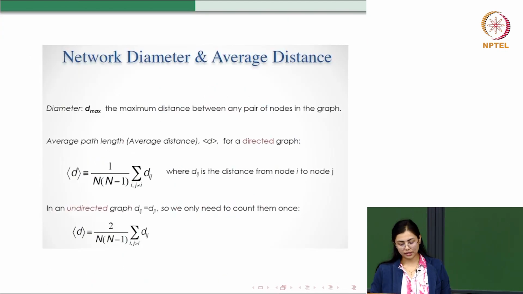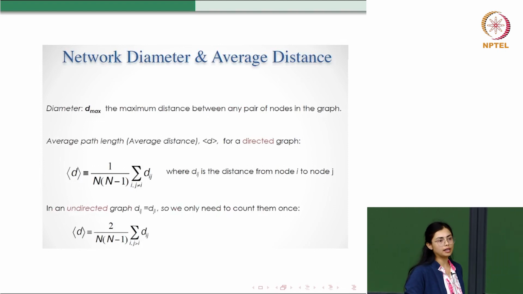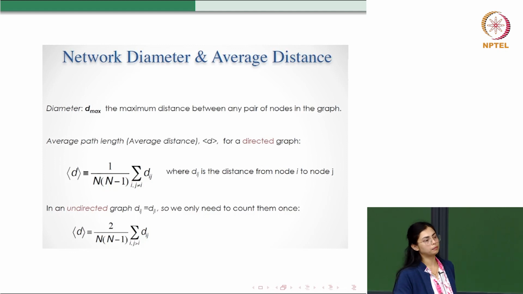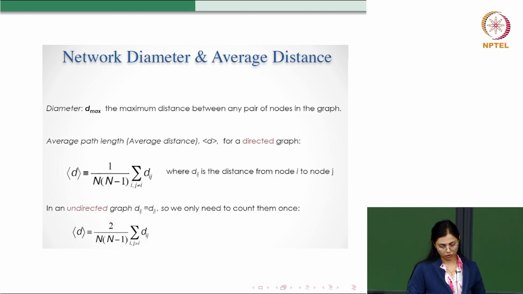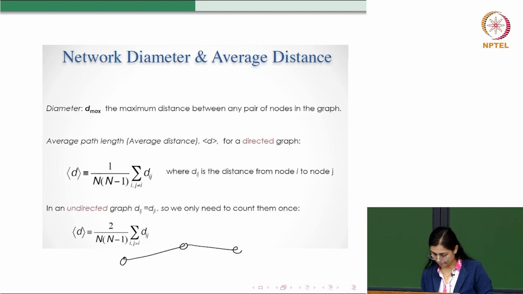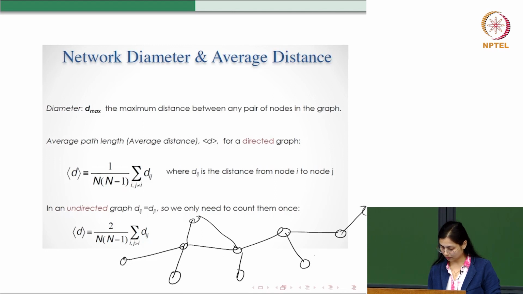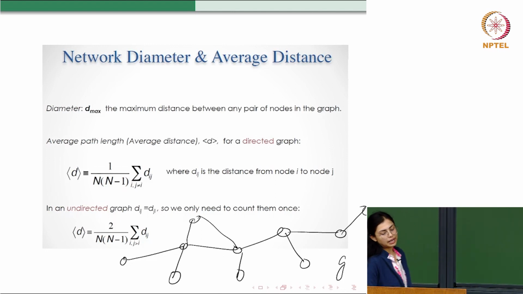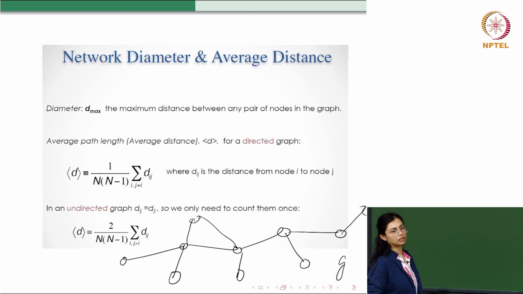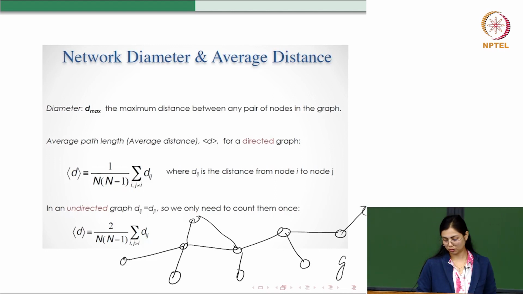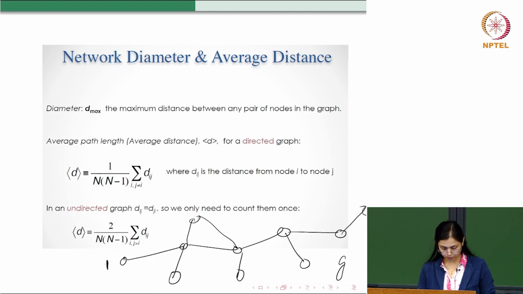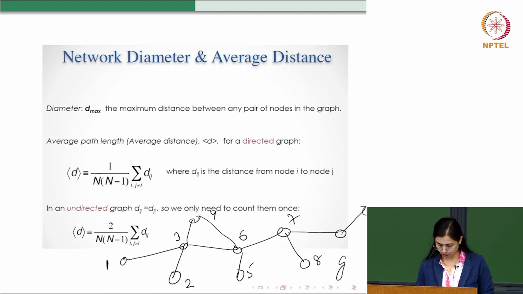Okay, what about the network diameter and average distance? Network diameter is the maximum shortest path between any pair of nodes. Okay, let's take an example. So this is one network. What's the diameter for this network? 5. 5, from this node to, we can say, n nodes like 7, 8, 9, 10.